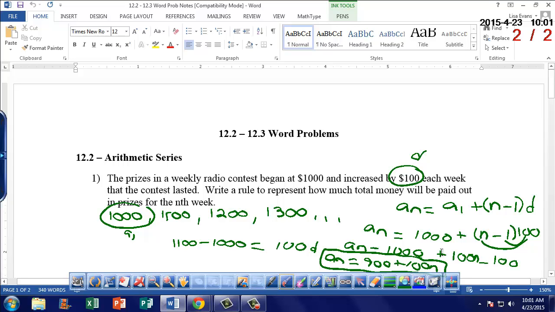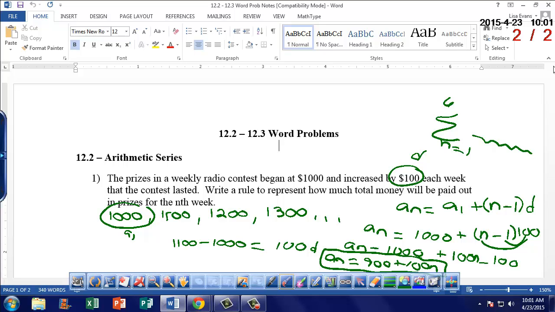Another question that could be asked is, what is the total amount of money given away if the contest lasts 6 weeks? If it were something like that, you would then need a summation, because you would have to say, okay, my contest lasted from 1 to 6 weeks, and you would go ahead and put the rule in, and you put that into your calculator. So be very careful. Every question is going to be a little bit different. Like I said, we're going to practice a lot of this in class.